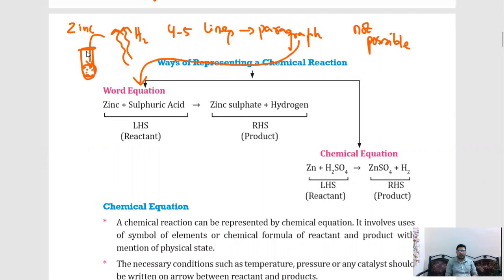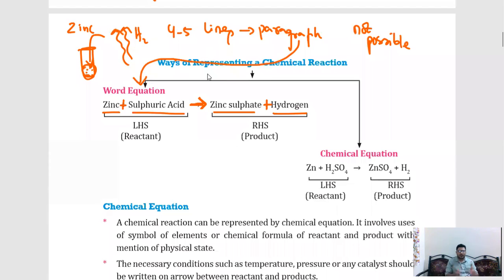If you can observe, what are the concepts I have explained here? Just zinc plus sulfuric acid, this arrow mark gives rise to zinc sulfate plus hydrogen. So instead of writing 4 to 5 lines, take one test tube, add 2 to 3 drops of sulfuric acid, add 2 to 3 granules of zinc. You can observe one gas is produced, that is hydrogen gas, and a transparent liquid settles down in the test tube, that is zinc sulfate.